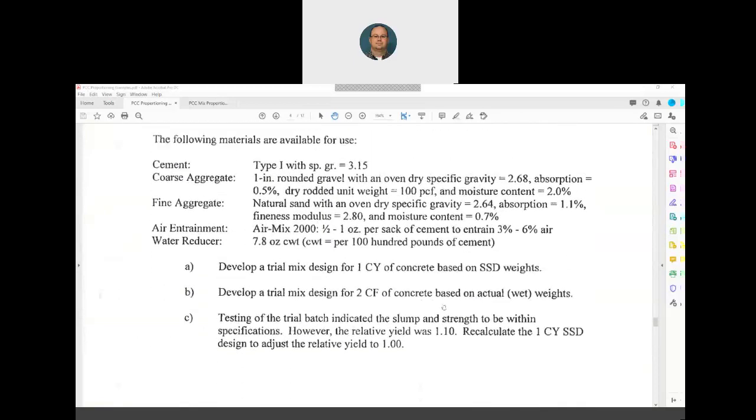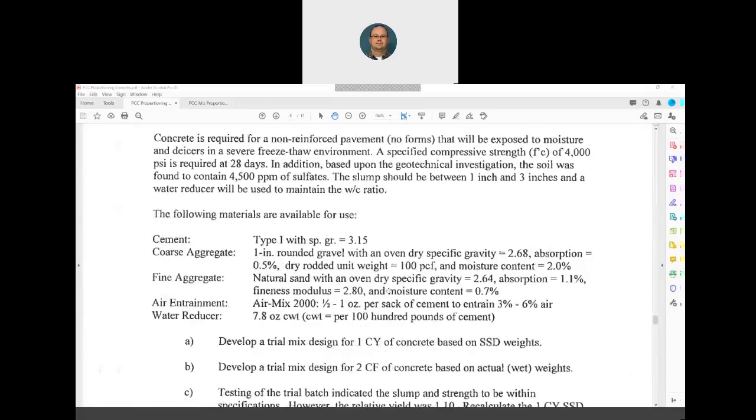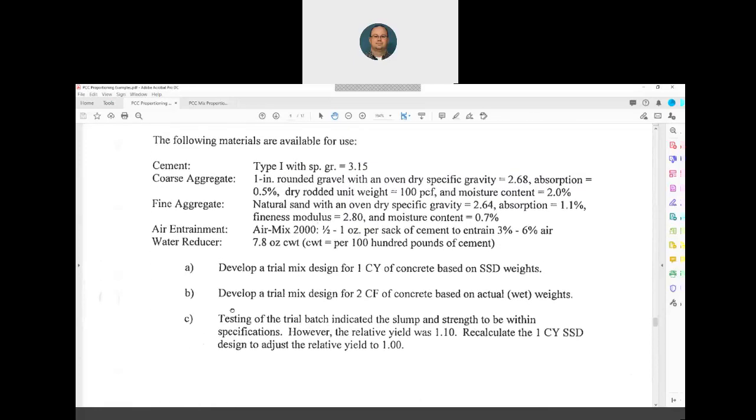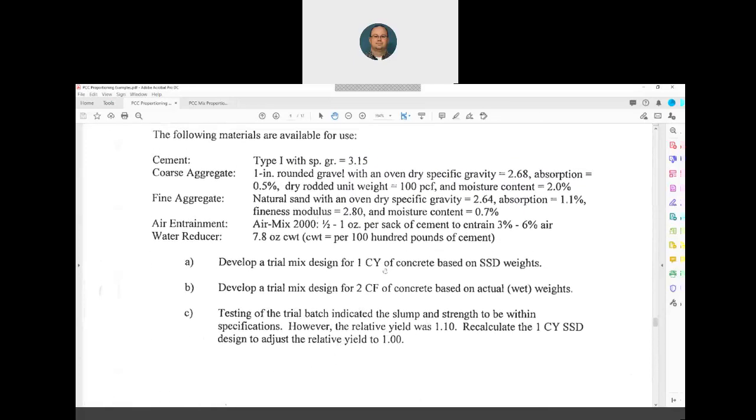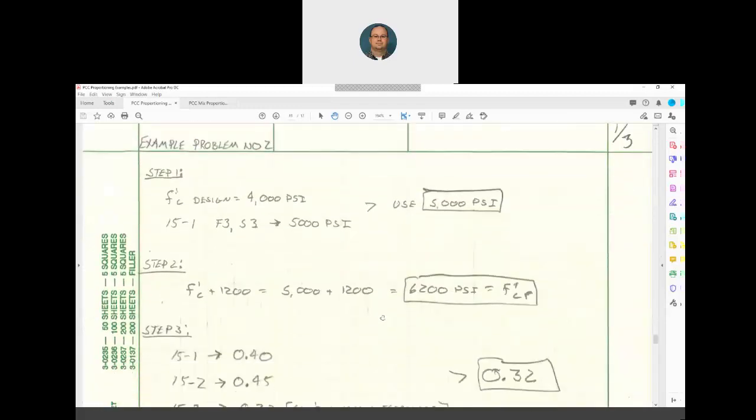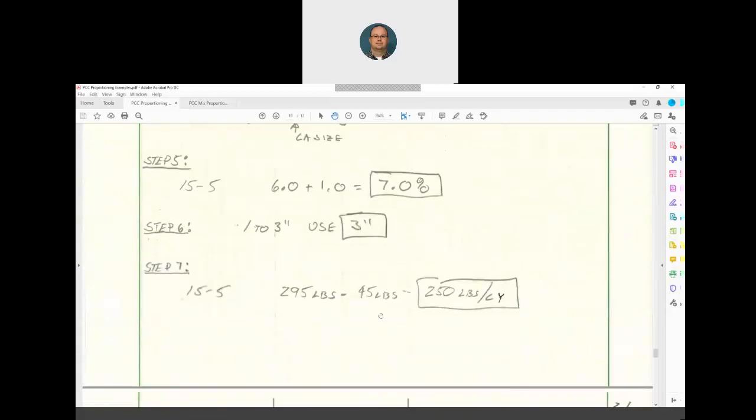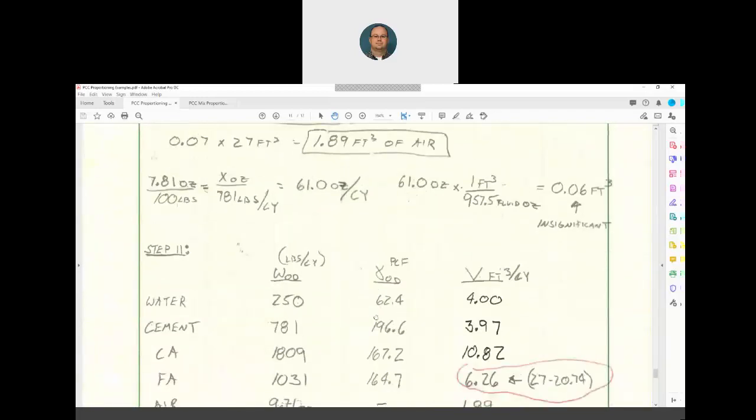So here's example problem 2. What I want to do is go over C, because it's the same process. Testing the trial batch indicated slump and strength to be within specification. However, relative yield was 1.10. Recalculate the 1 cubic yard SSD design to adjust relative yield to 1.0. So let me go to C, and it's the exact same process. Talk through it.